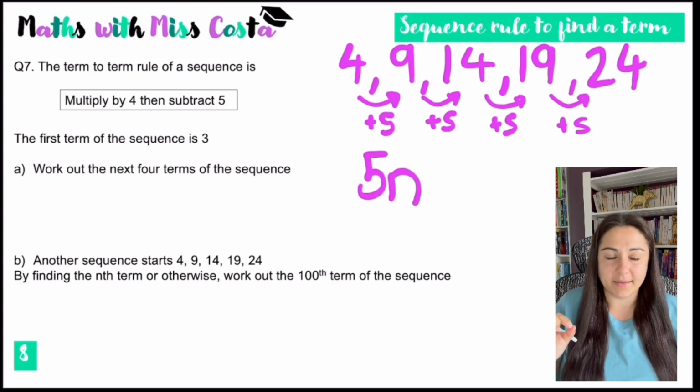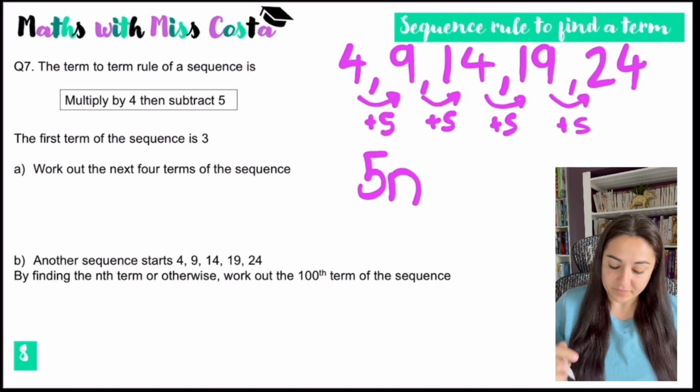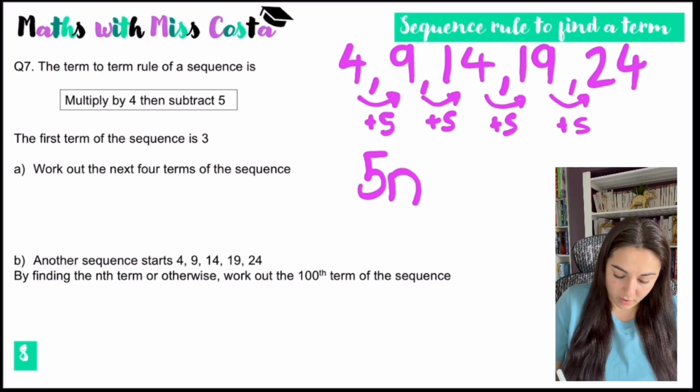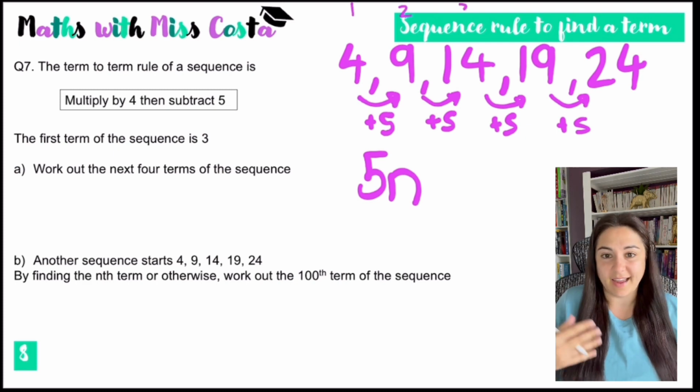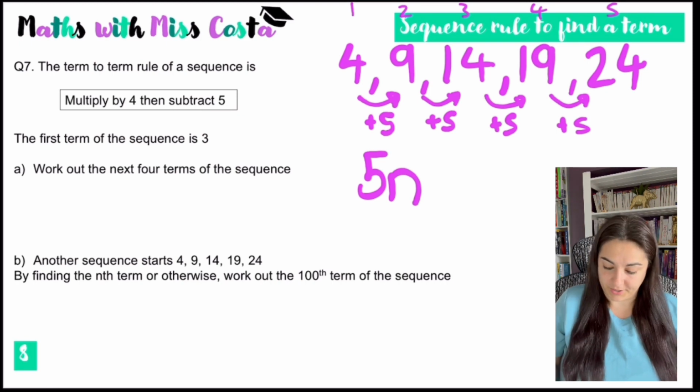n represents the position. So for instance, n would be 1 for the first term because it's the first term, 2 over here, 3 over here, 4 over here, 5 over here. n represents like the 5th term. So I write 5n because it's 5 times whatever position it's in.